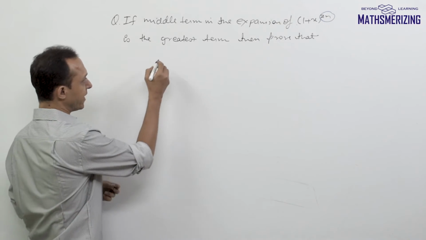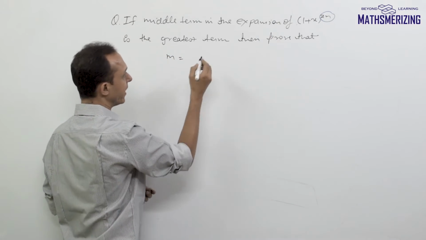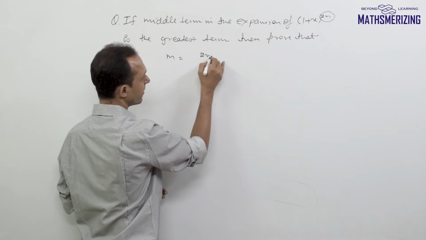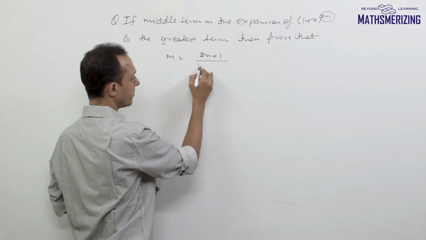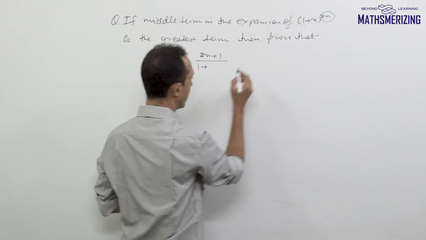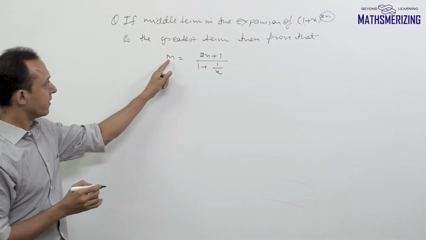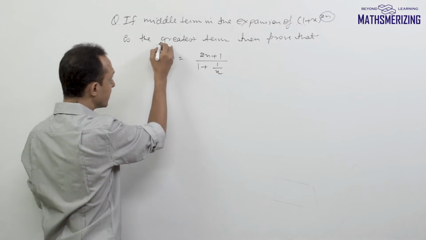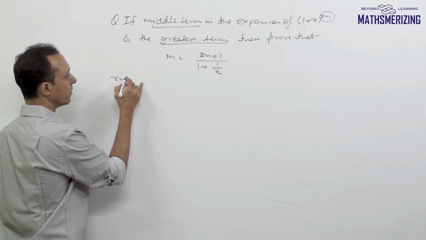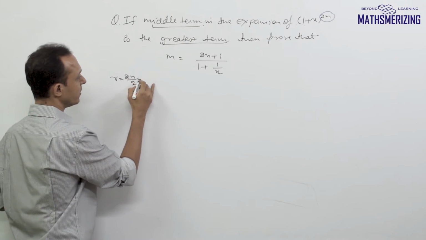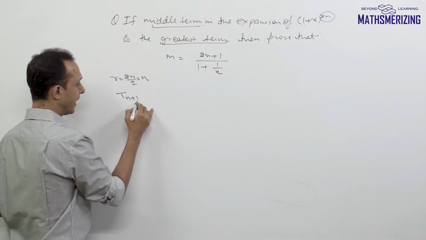Now for the shortcut, we'll find the value of m, and the value of m simply will be (n plus 1) into... in this case it is (2n plus 1) upon (1 plus mod of x). Now x in this case is 1, right? So 1 upon x, and this value should give me the greatest term, and this greatest term should be its middle term. So for this middle term, r equals 2n by 2, which is simply n. So its middle term will be t(n plus 1).